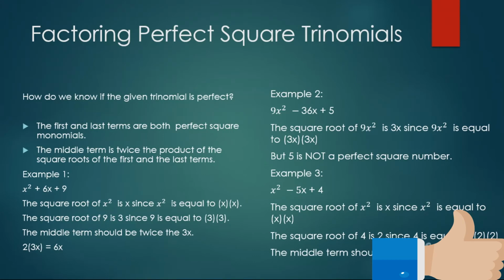So, we multiply the square roots of the first and the last term, that is 2x. Therefore, 2 times 2x is 4x. Hindi po natin nakuha yung middle term, kaya po yung example number 3 is not perfect. So, hindi po natin ma-apply yung pattern na ginamit natin noong una.